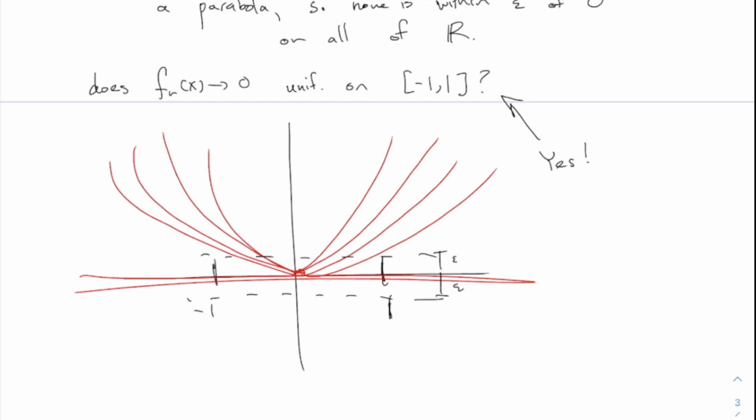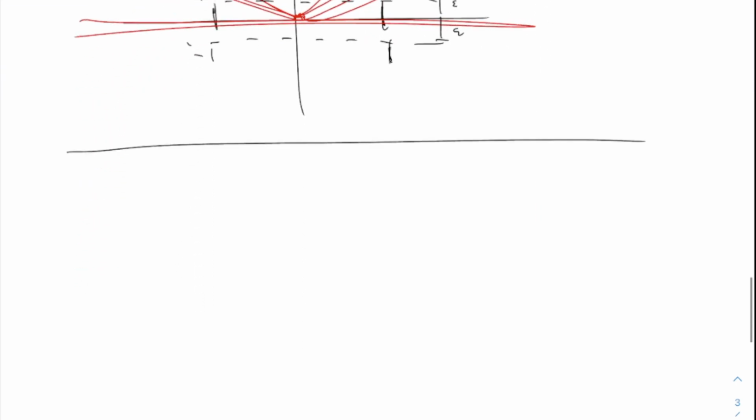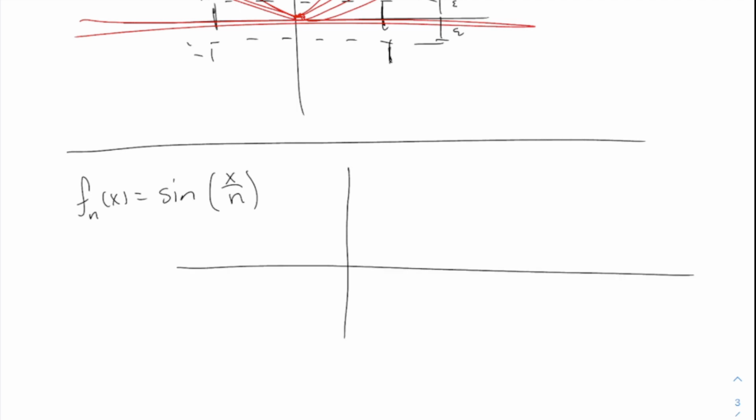Just one more of the cute examples that we had looked at in the past. How about f_n of x equals sine of x over n? I kind of like this example. It's a little weird. So when n equals 1, this is just ordinary sine of x, like that. When n is 2, this is sine of x over 2, which is that same thing, but stretched out in the x direction so that it looks like this instead.